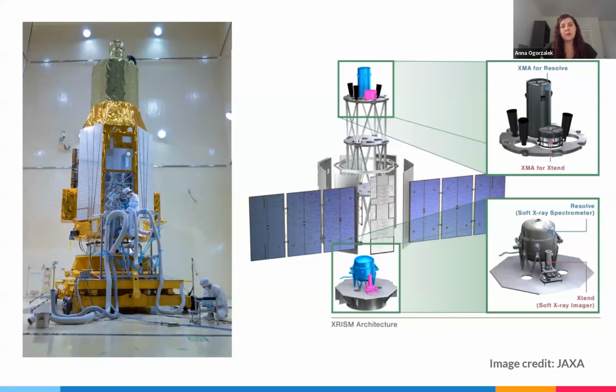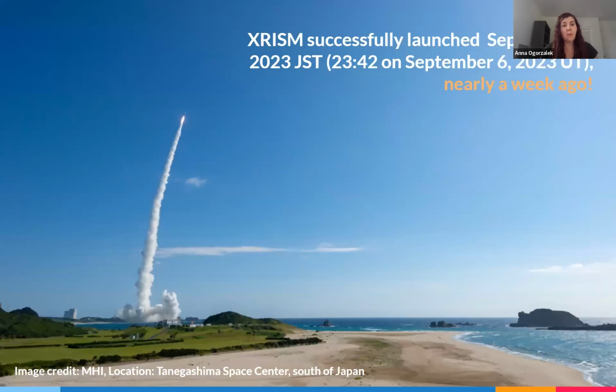Here you can see XRISM being assembled at Tsukuba Space Center in Japan on the left. And on the right, you have a cartoon that shows the two instruments, the Resolve microcalorimeter and the secondary instrument, the Xtend CCD. So what is the current status of XRISM? Well, I'm happy to announce that XRISM successfully launched, perfectly in time for this meeting, on September 7, Japanese time, which for us in the US was actually last Wednesday. So it has not even been a week in orbit.